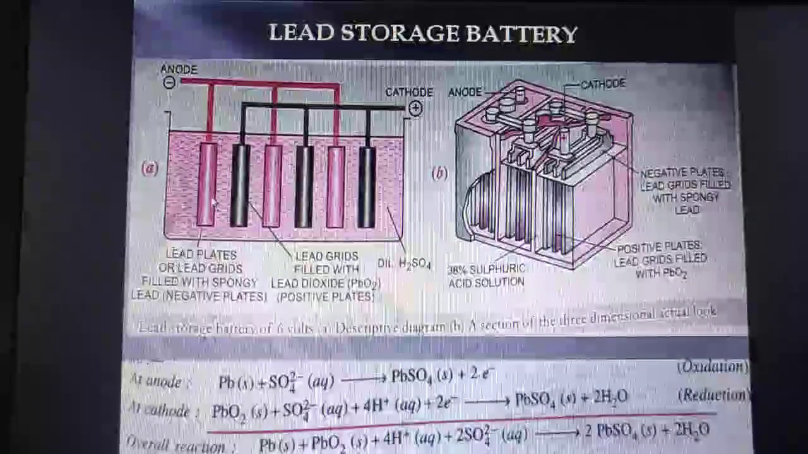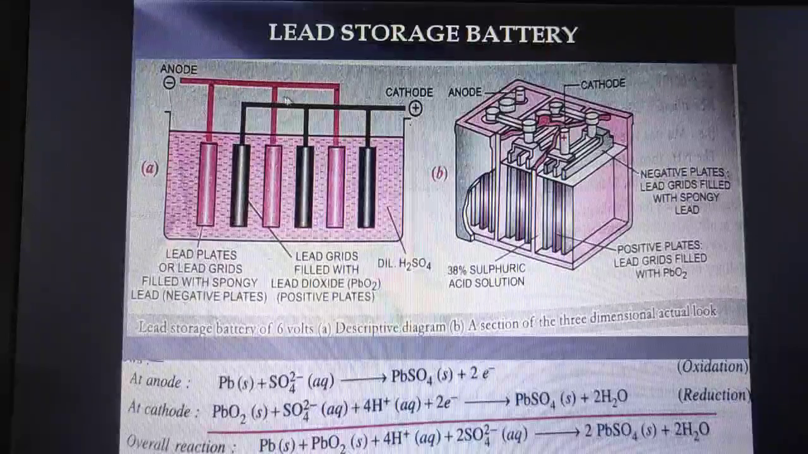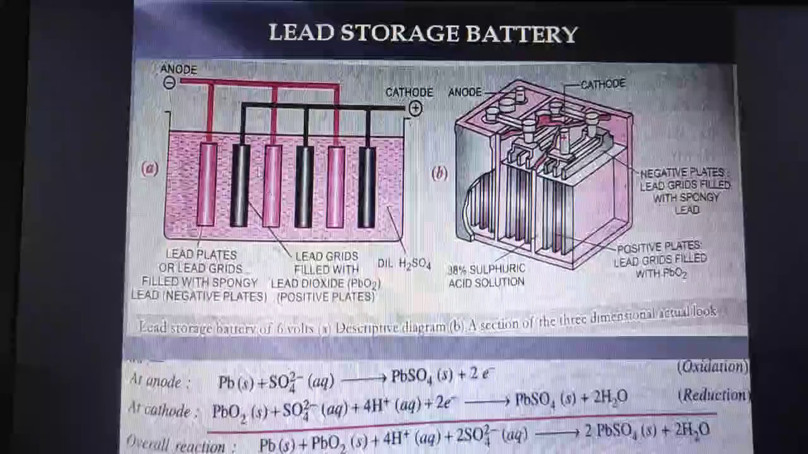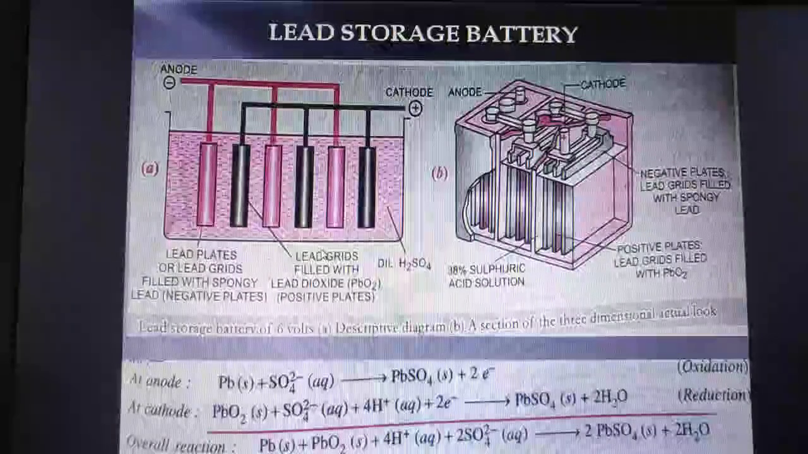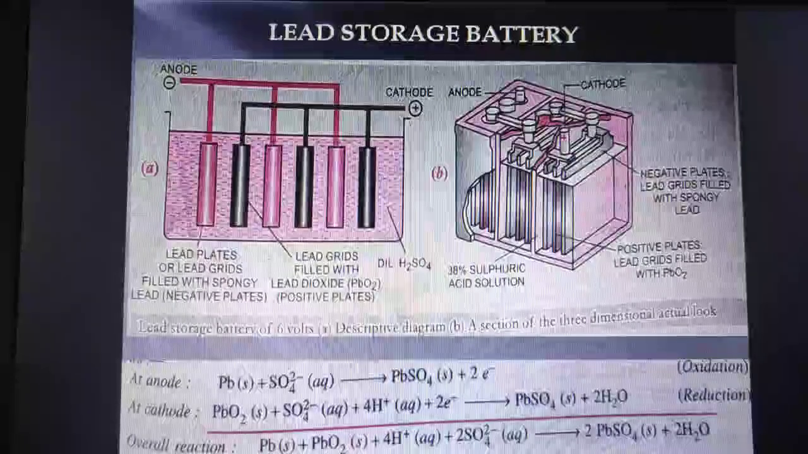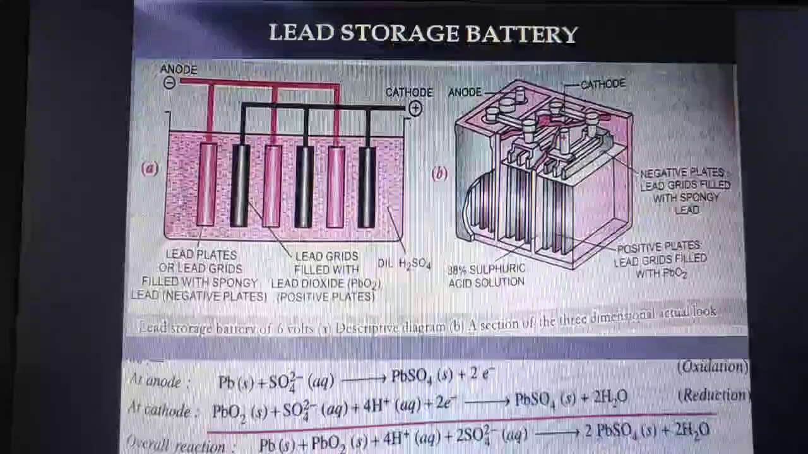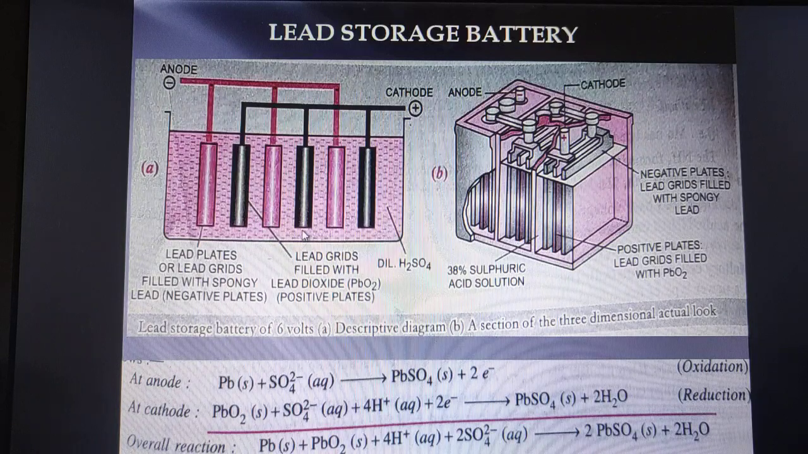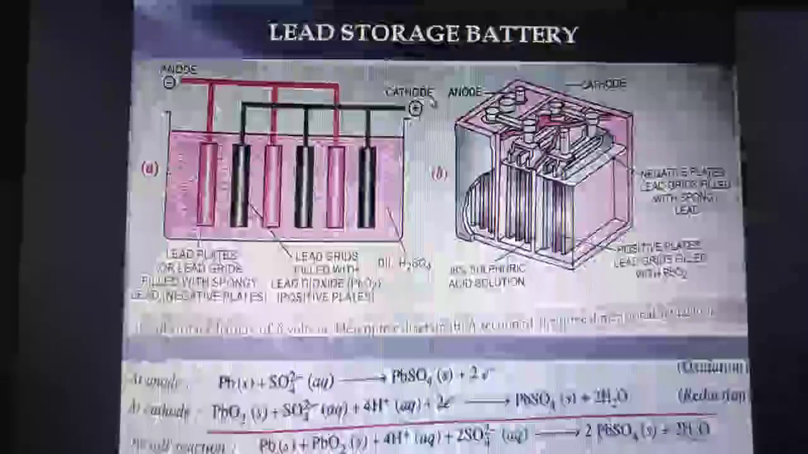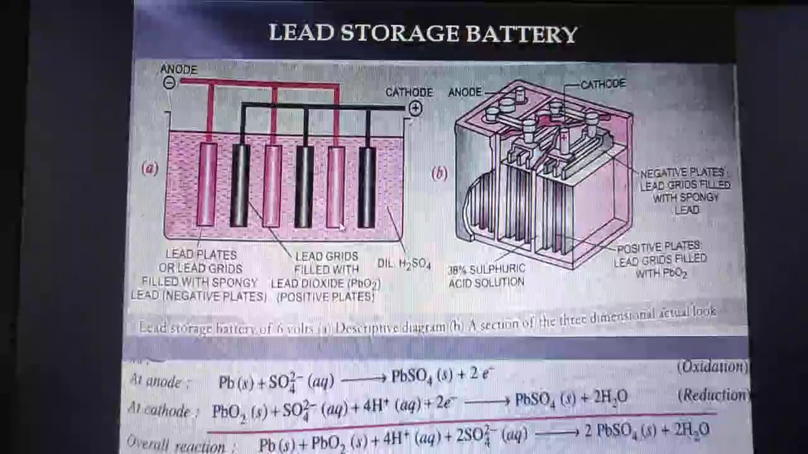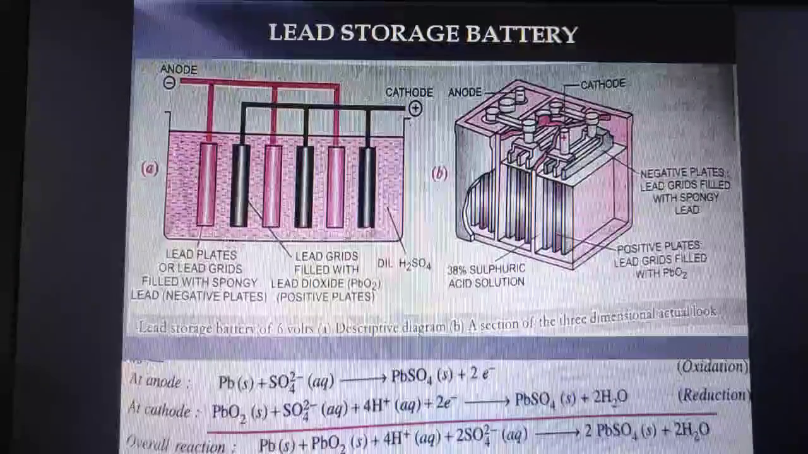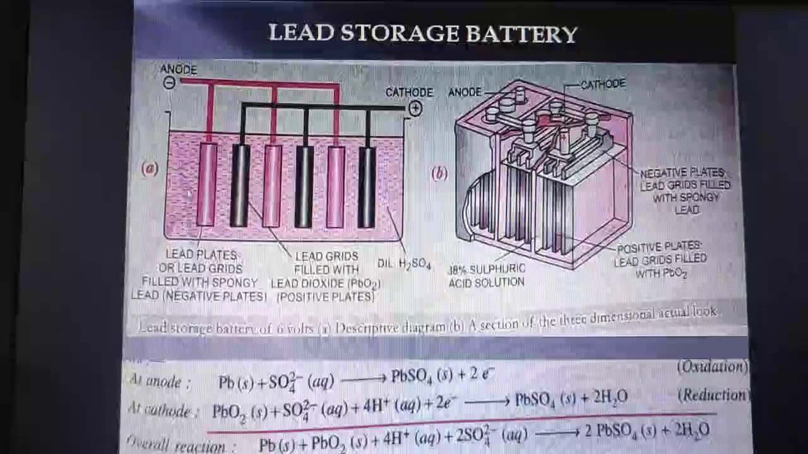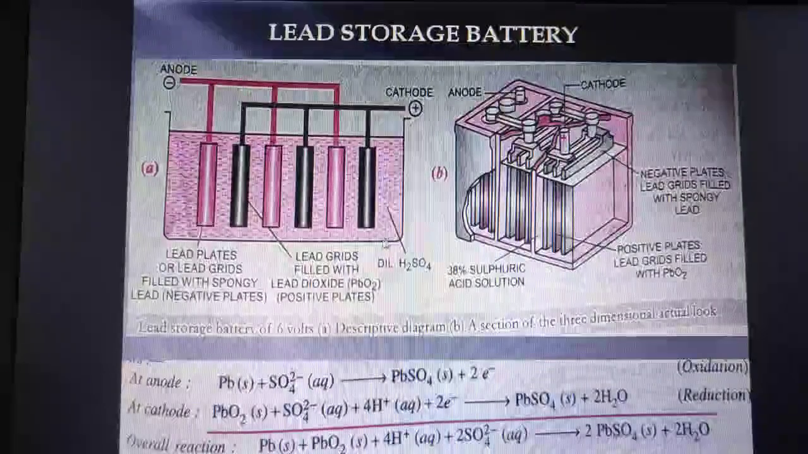The lead cell consists of a lead anode. The anode is made up of lead bars which are connected in series. This pink one are the lead bars. And a grid of lead packed with lead dioxide. Lead dioxide forms the positive plates, that is cathode. These electrodes are arranged alternately and are suspended in a dilute H2SO4 solution. So, our electrolyte is dilute H2SO4.